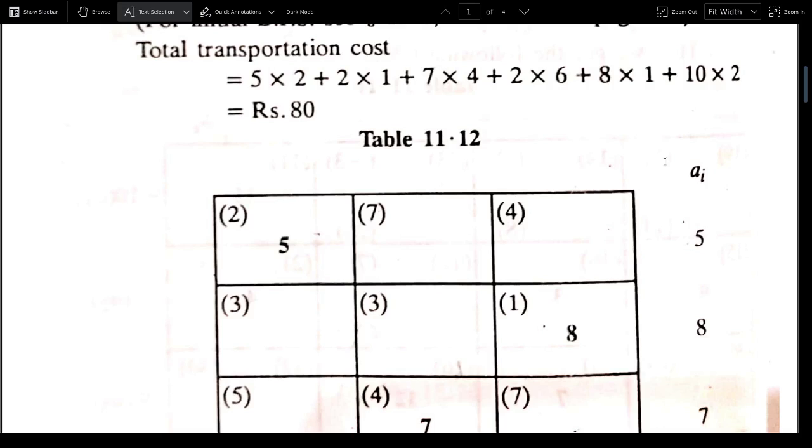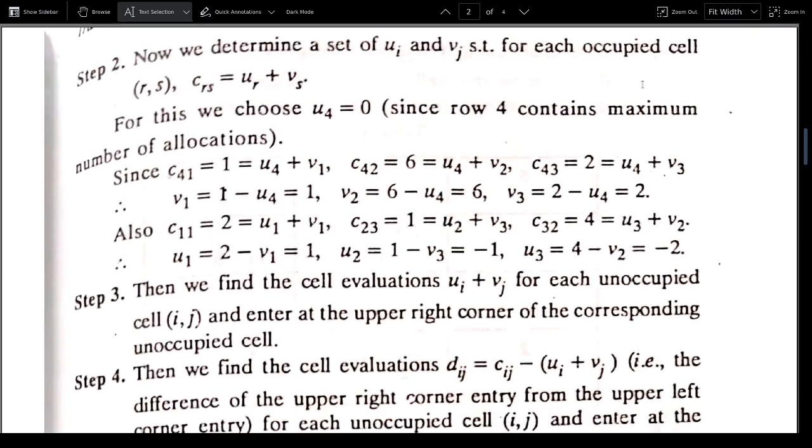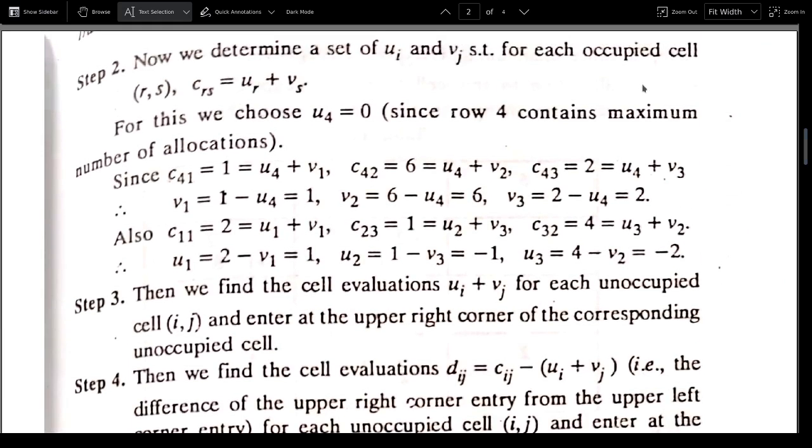Next, what we check is optimality, whether this cost is the lowest or you will get a value less than 80. Then this is called the optimality test, and here we apply the MODI method. So you will see this one, the MODI method. In Vogel's approximation method, does anybody have any doubt? I shall discuss the MODI method, how to apply the MODI method.